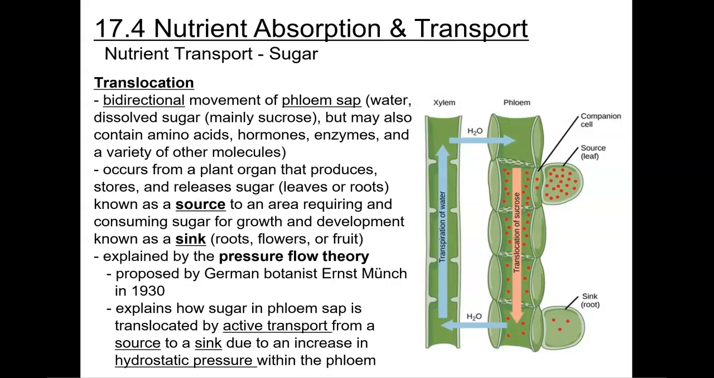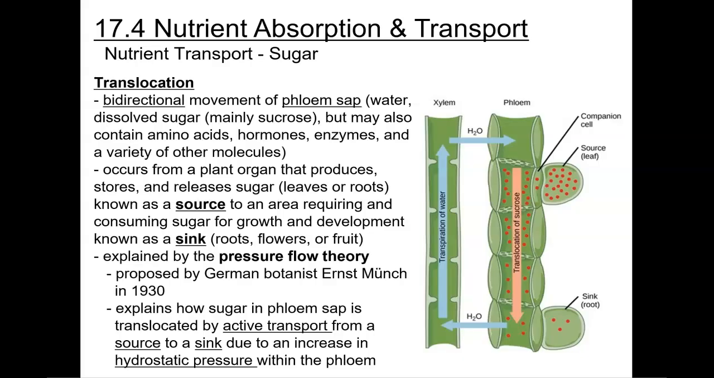With translocation, we have what's called bidirectional movement of phloem sap. That's water that dissolves sugar, mainly sucrose, but may also contain some amino acids, hormones, enzymes, and a variety of other molecules. This occurs from a plant organ that produces, stores, and releases sugar, things like leaves or roots, known as a source, to an area requiring and consuming sugar for growth and development, known as a sink. So sinks are your roots, your flowers, or your fruits.